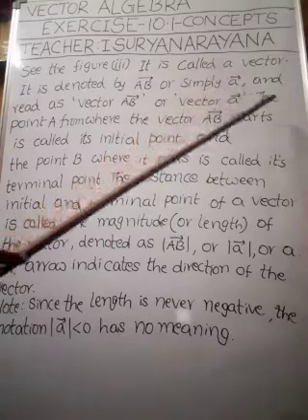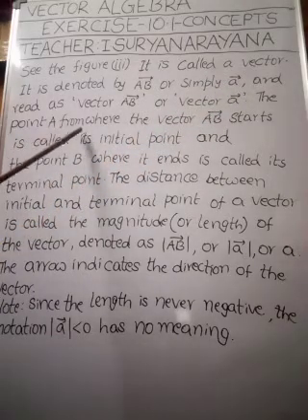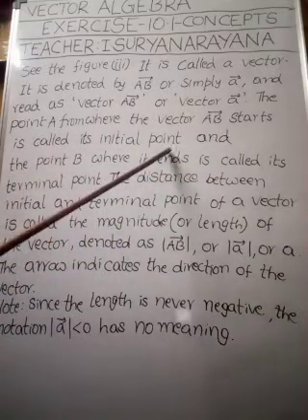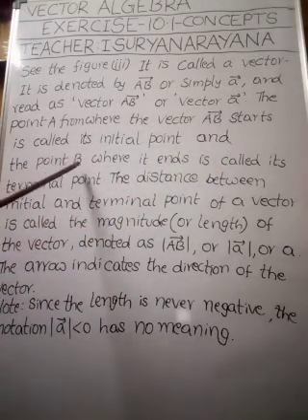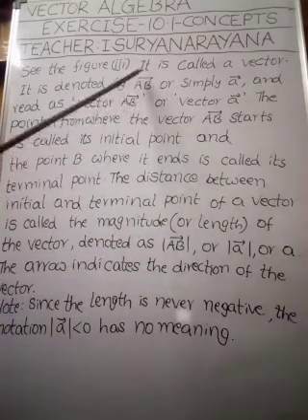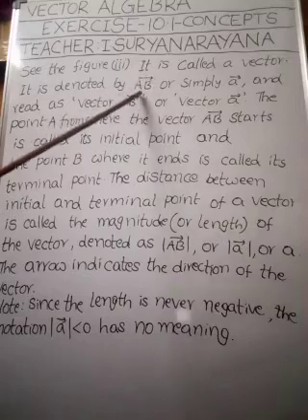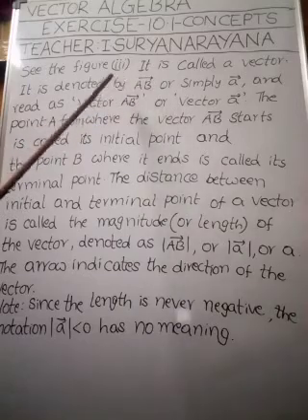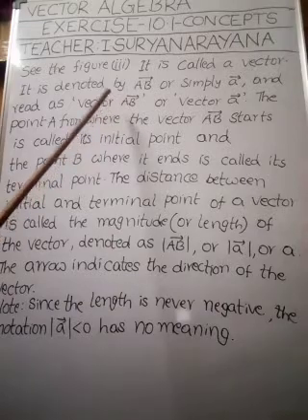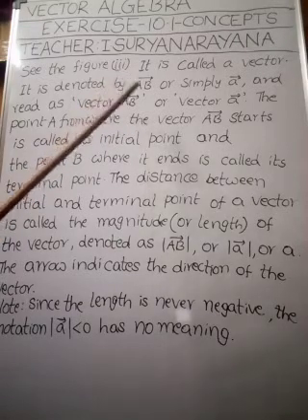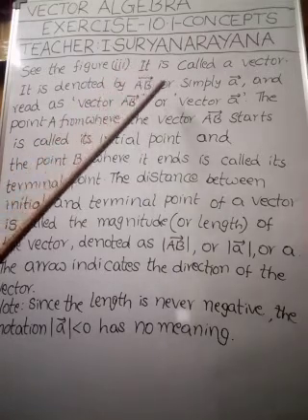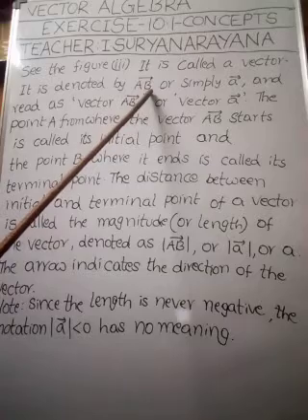Right. The point A from where the vector AB bar starts is called its initial point, and the point B where it ends is called its terminal point. So for this vector, just by observing this notation, we can identify what is the initial point of the vector and terminal point of the vector. What is the initial point of this vector? A. And what is the terminal point of the vector? B. Understood this point, my children?